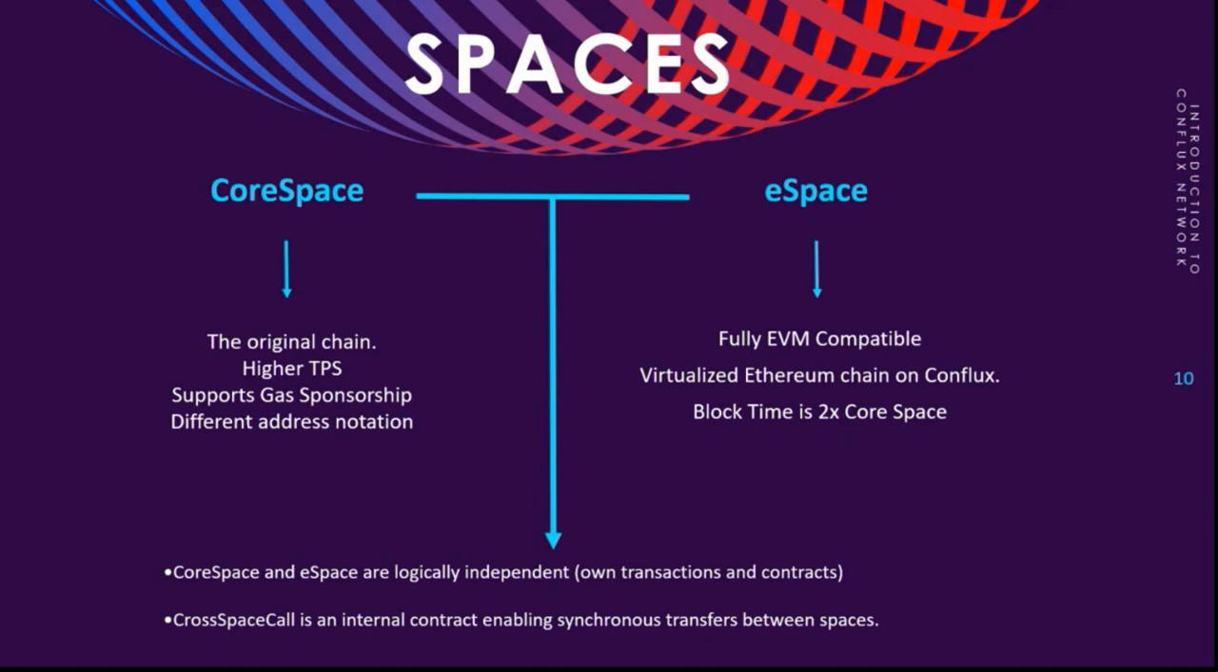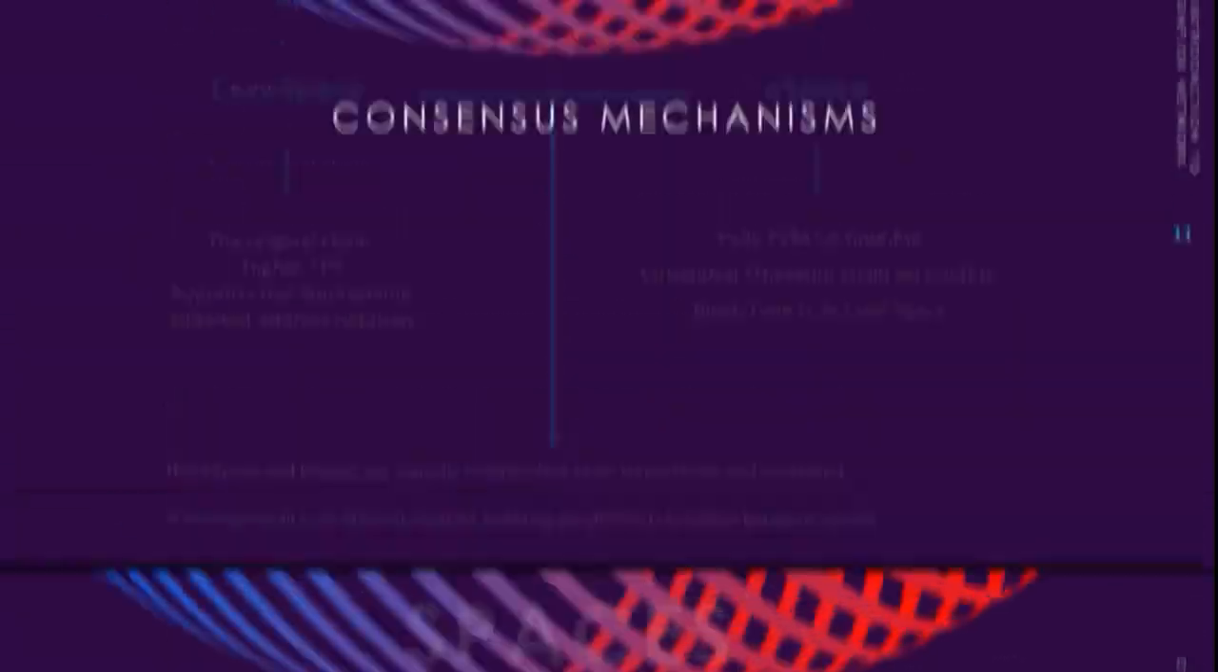And it's also important to note that these spaces, even if they are independent logically, share the same layer of consensus. Proof of work and proof of stake work for both of them.